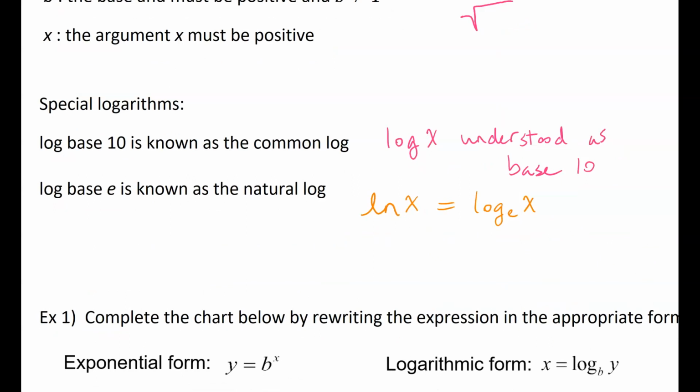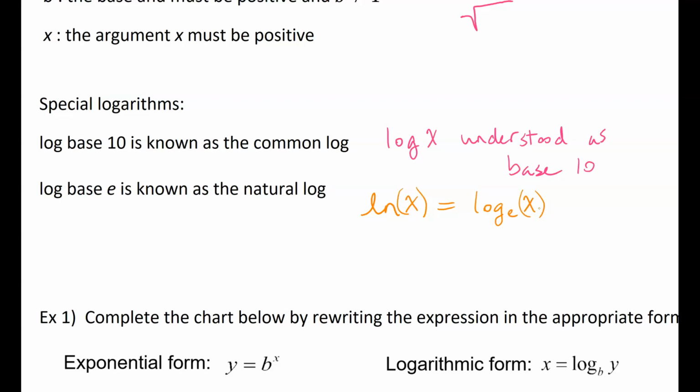Yes, Catherine? Sorry, I can't really see. Does it say like ln? Yes, ln. Is the x an exponent, or is it just a regular? It's an argument. Yeah, it's the argument of it. All right. So any questions so far?